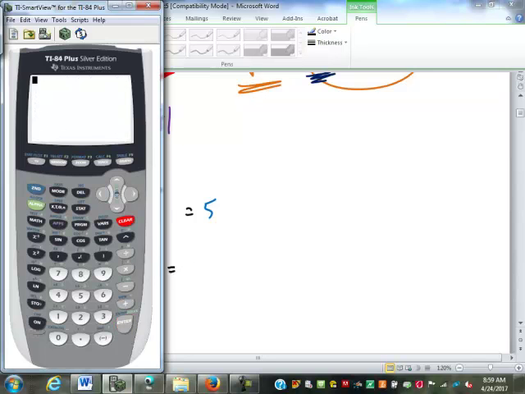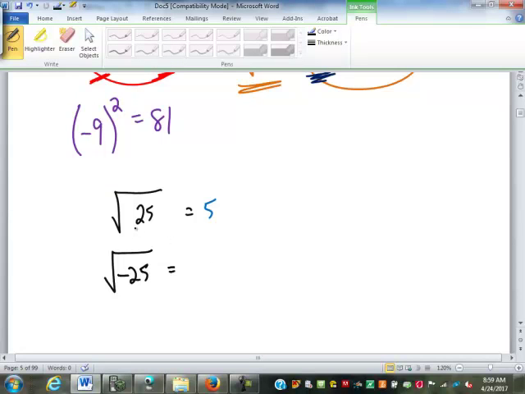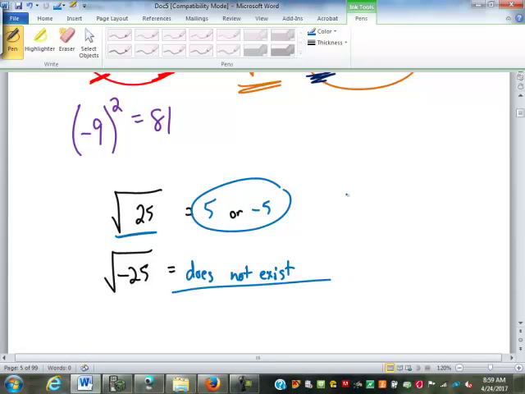If I were to square a negative 5, it would be a positive 25. Remember, the square root of 25 is 5 or negative 5. Both of those are square roots of 25. So they can't be the square root of a negative 25. We cannot take the square root of a negative number.